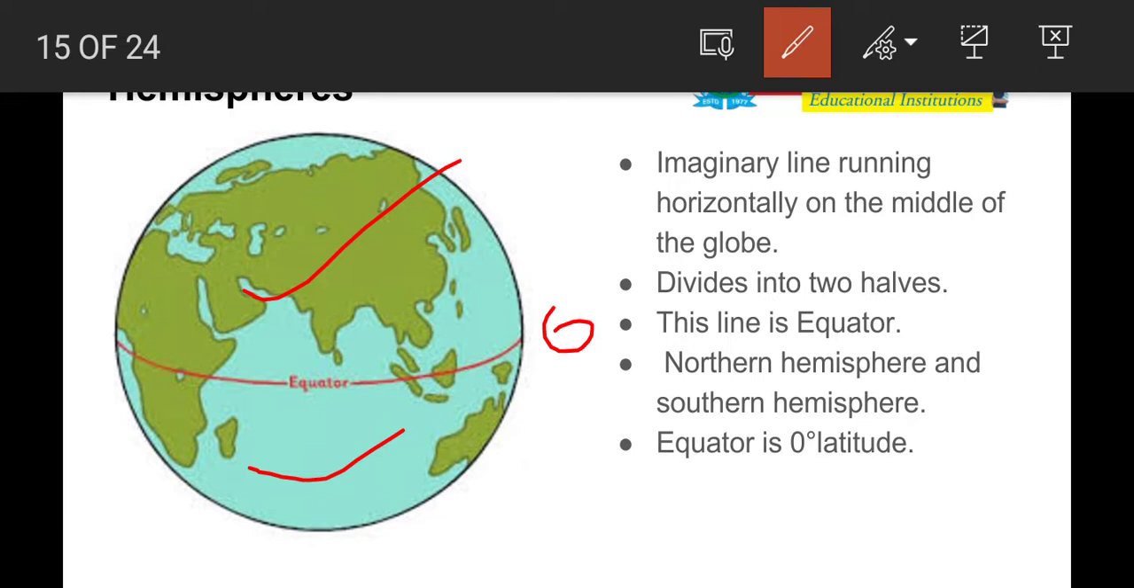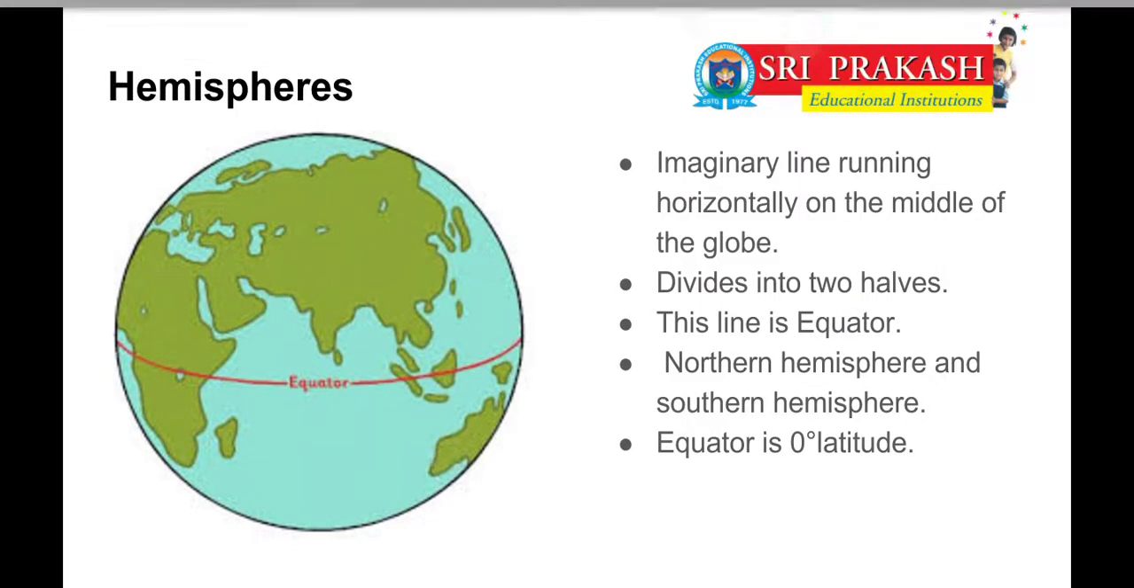Northern hemisphere and southern hemisphere. How many degrees is the equator? 0 degrees. How many degrees, children? 0 degrees. This is very, very important. The northern hemisphere and southern hemisphere are separated by the equator, which has 0 degrees. Is it clear, children? It is the middle line. The equator is a middle line.